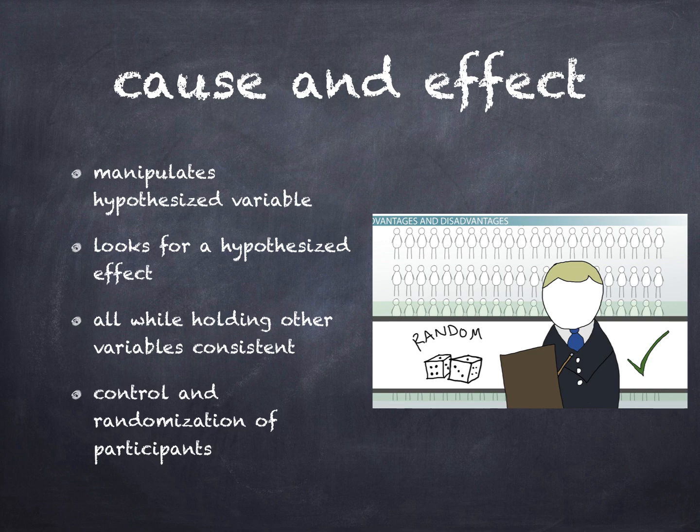So as you know by now, experimental designs show cause and effect. The experimenter manipulates the variable that was hypothesized to be the cause and then looks for a hypothesized effect, all while holding the other variables consistent by control and randomization of participants.